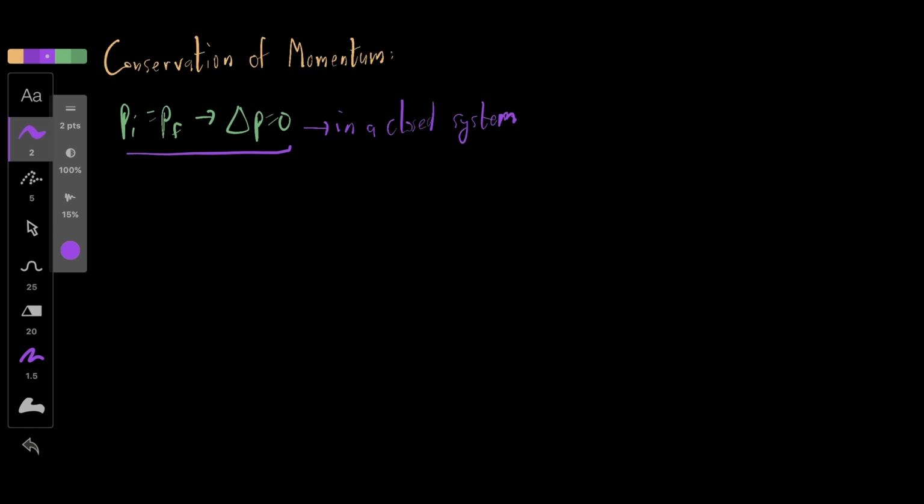Now, what is momentum? Well, momentum is mass times velocity. So, m1v1 plus m2v2 and so on is equal to m1v1 prime and so on and so on. Now, this system will come in very, very handy in a later video where we talk about collisions.